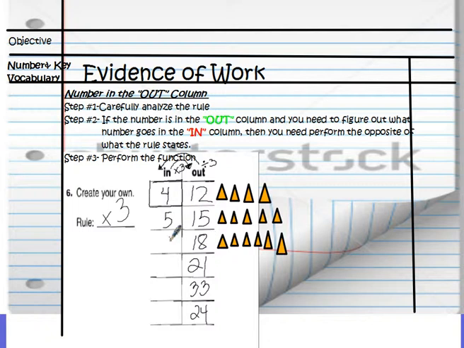18 divided by 3 equals 6. 21 divided by 3 equals 7. 33 divided by 3 equals 11. And 24 divided by 3 equals 8. Again, it's very, very important to identify when the rule is in the out column and you need to go into the in and solve for that in column, then you need to do the opposite function of your rule. You're going the other way, so you need to do the opposite. Hope this helps.